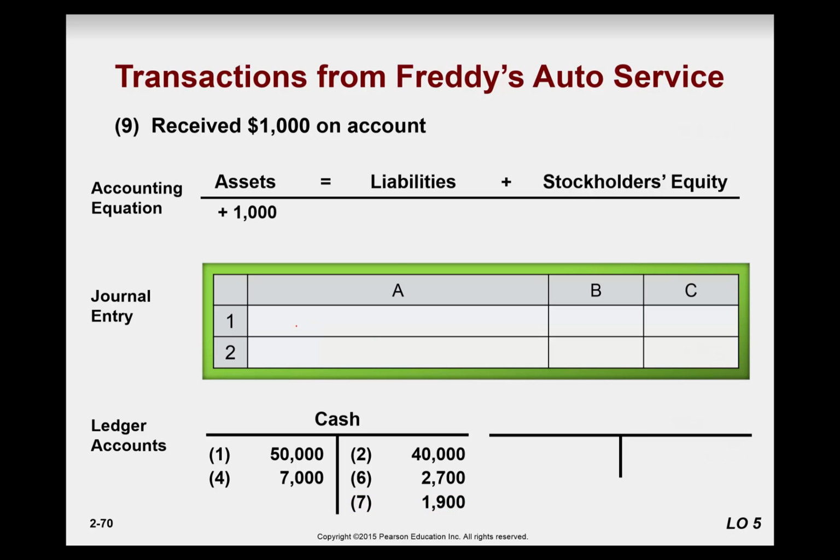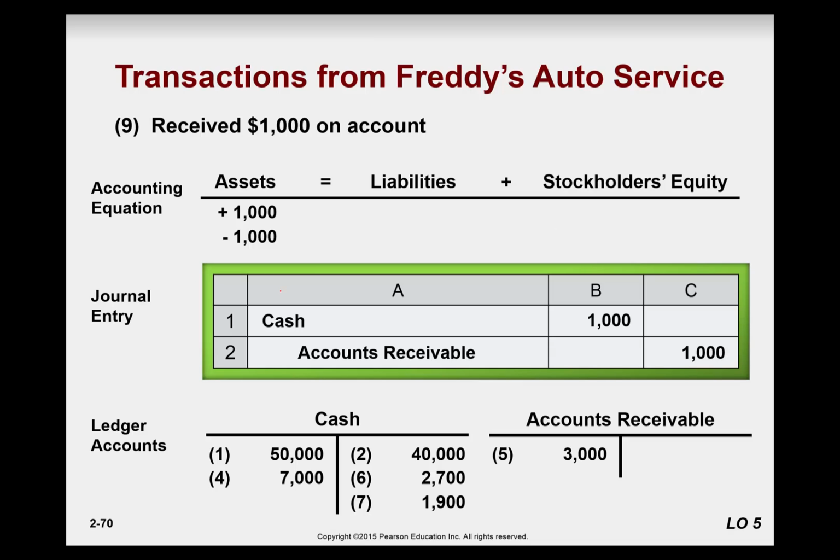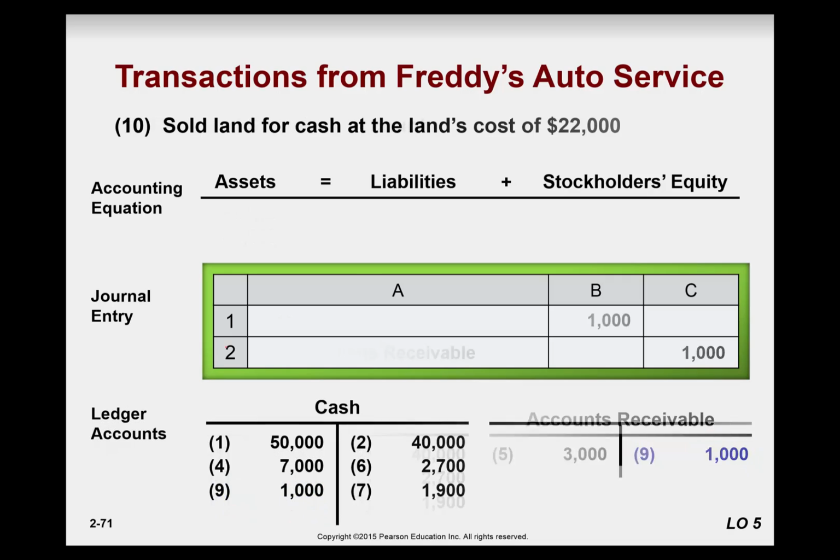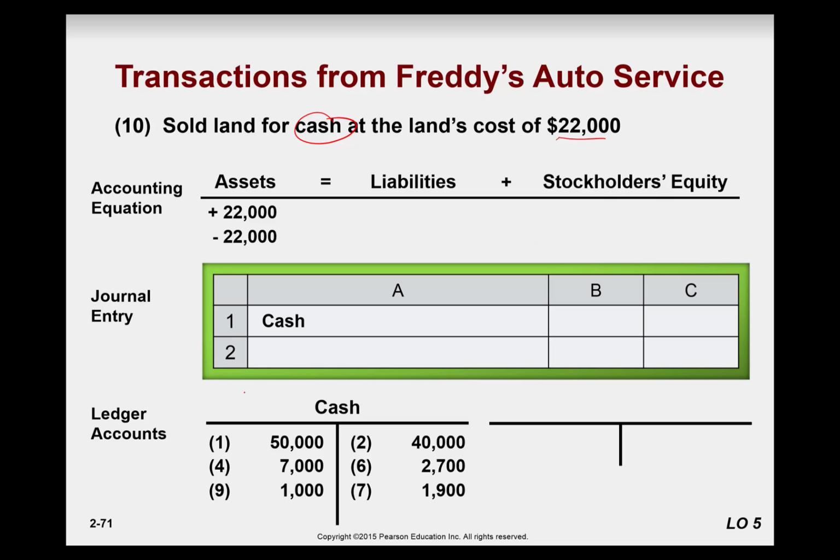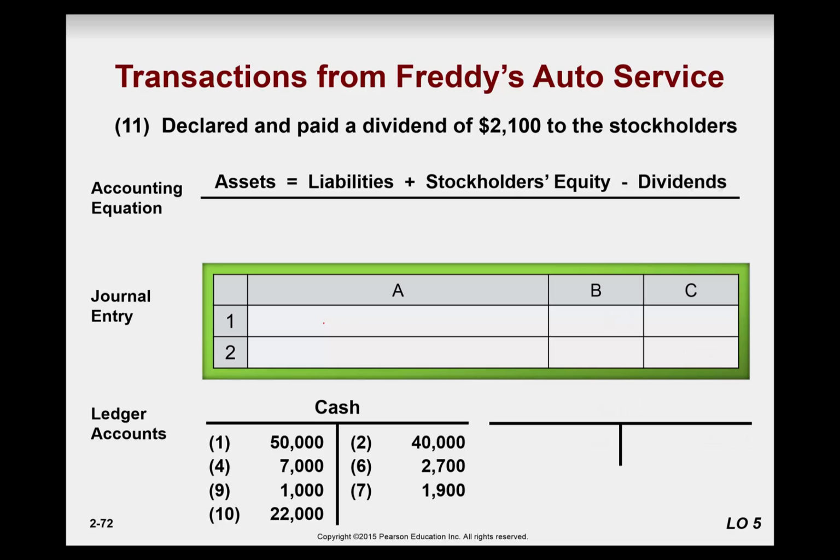When we receive $1,000 on account, we have increase in cash and decrease in our accounts receivable. So cash is debited, accounts receivable is credited. And here you see the transactions. Now we're just adding to the debits and we're adding to the credits. So with the sale of the land for cash of $22,000, now we know cash is increasing, so that's our debit. And land is, we sold it, so that's our credit. We're decreasing the asset. So you see the calculation here, and then you see the credit on the land side.